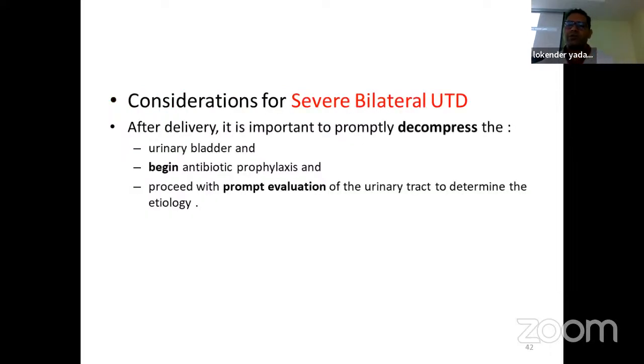Consideration for severe bilateral urinary tract dilatation. After delivery, it is important to promptly catheterize the bladder and to begin antibiotic prophylaxis and proceed with a prompt evaluation of the urinary tract to determine its etiology.